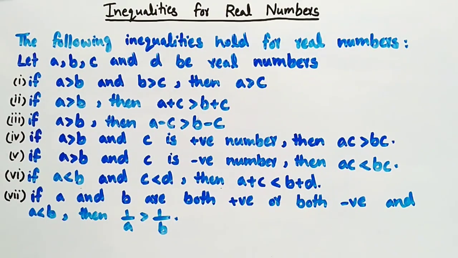The seventh inequality is, if A and B are both positive or both negative and A is less than B, then 1 by A is greater than 1 by B.